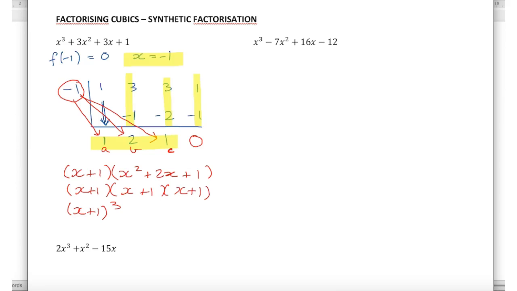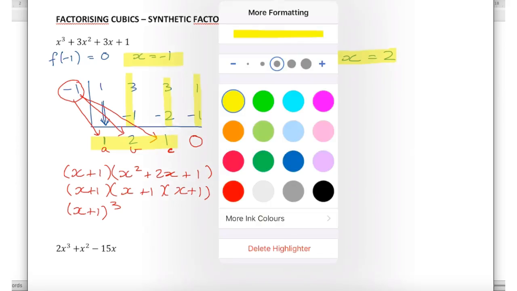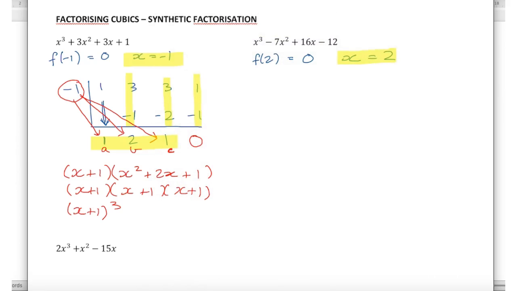Let's take a look at that again. Let's go back to our second example. We used the function at 2, so when x was equal to 2, and we found that this equaled 0. So I'm going to use x equaling 2. So in this example, remember we're going to draw this little factor box. We're going to put our factor of 2 at the top on the left. So we're using x equaling 2 as our root, and we're going to put the coefficients of our cubic across the top.